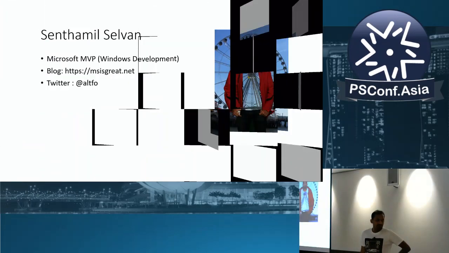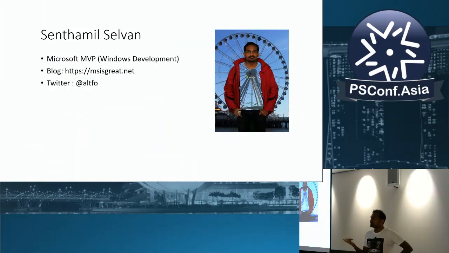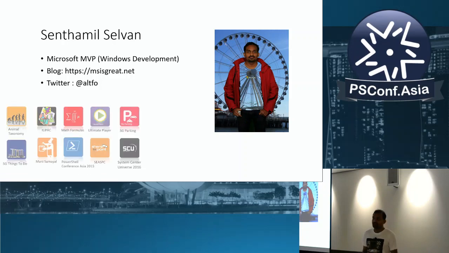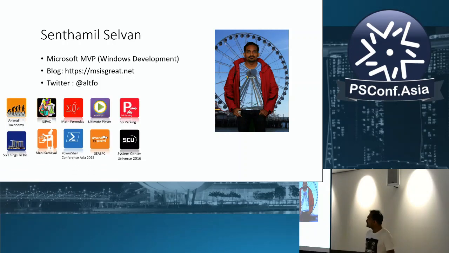So this is about myself. My name is Senthamil Selvan. Most of the time I speak about Windows because I'm a Windows Dev MVP. I do more apps. These are the apps which I have deployed to the Windows Store, which are UWP apps, the universal apps. Some of them are taken down because they were deployed long back. The one which I love the most is the math formula app, which has reached almost 150K downloads already. That's how I've been awarded as MVP on Windows apps. So I do more of Windows.